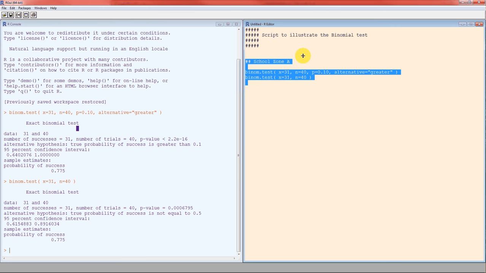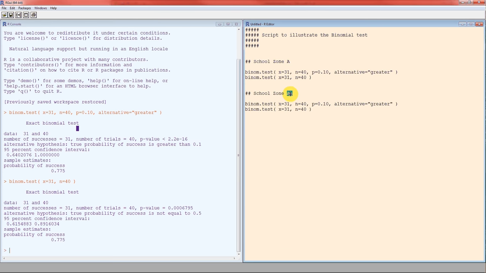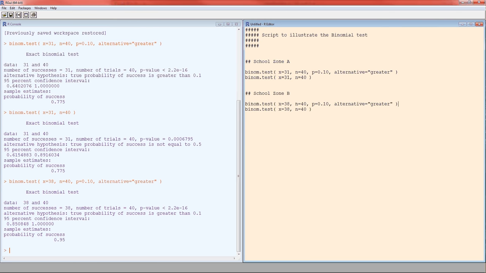Well, since we're doing essentially the same analysis, I'm just going to copy and paste, call this B, change the 31 to 38. In both cases, A and B, we looked at 40 cars. In both cases, we hypothesized the same proportion of law breakers. Hypothesized that was greater than 10%. So this first line is going to be a test for the null hypothesis that pi is less than or equal to 10%. Again, number of successes 38, number of trials 40, p-value much less than alpha, reject the null hypothesis, conclude that the proportion of law-breaking drivers is greater than 10%.